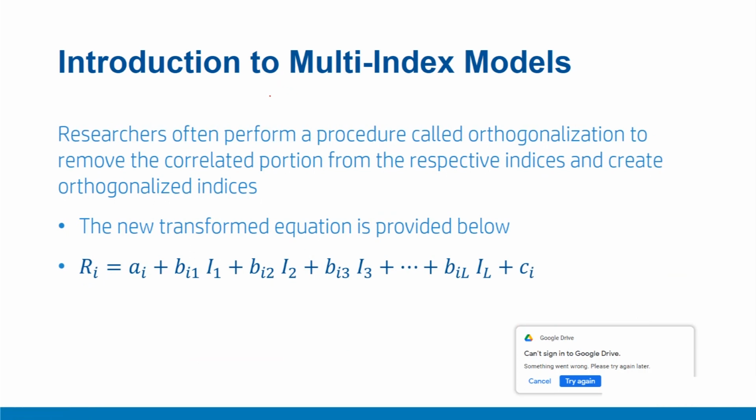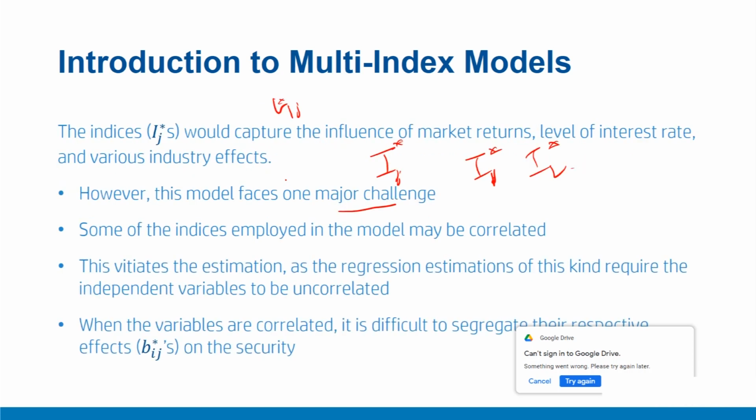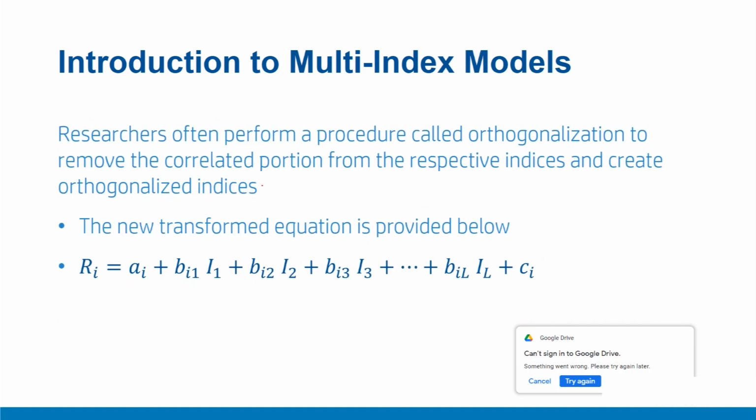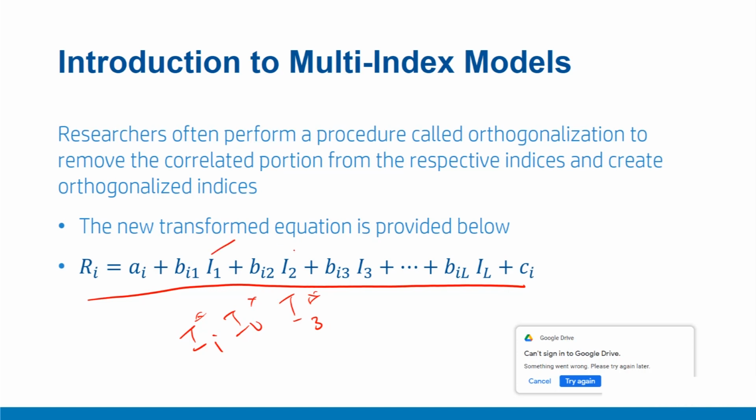And therefore, researchers often perform a procedure called orthogonalization to remove the correlated portion from the respective indices and create orthogonalized indices. That is, the original equation, through the orthogonalization procedure, which is a mathematical procedure, is transformed into this new equation. The important point to note about this new equation is that unlike the original I1*, I2* stars, where there was a possibility of these original indices being correlated, the new indices that are created, that is I1, I2, I3 and so on, are supposed to be uncorrelated.